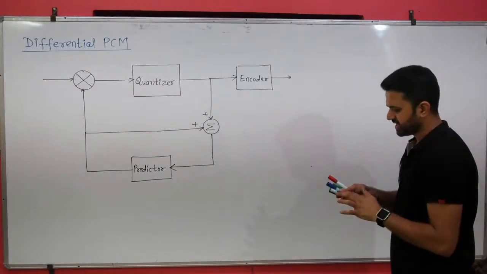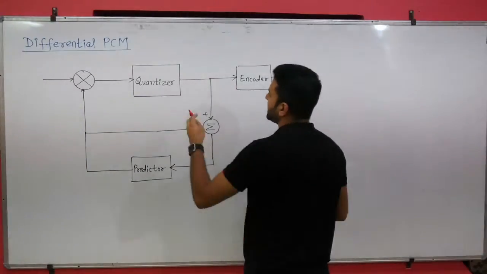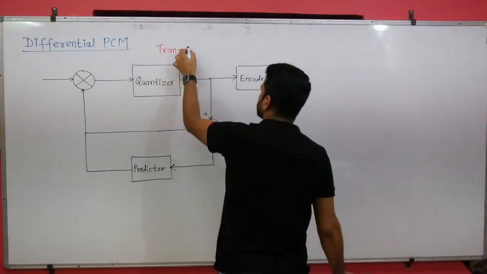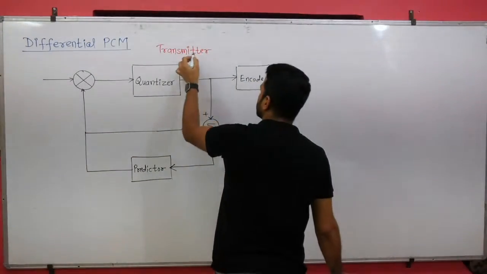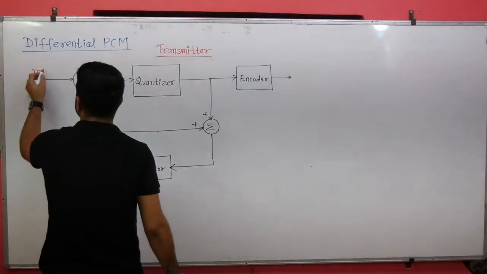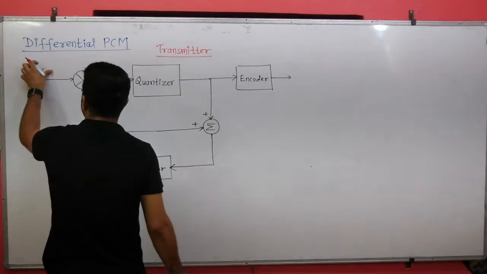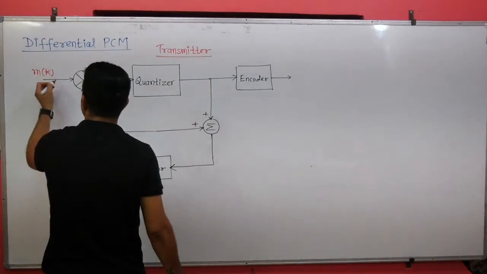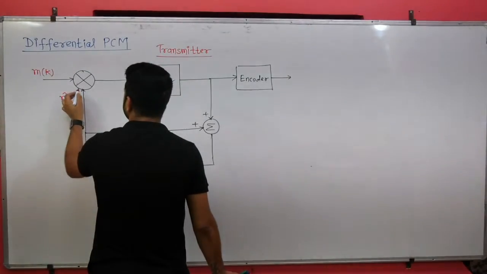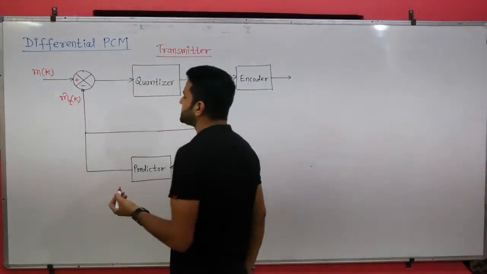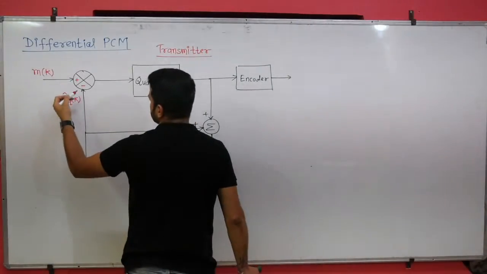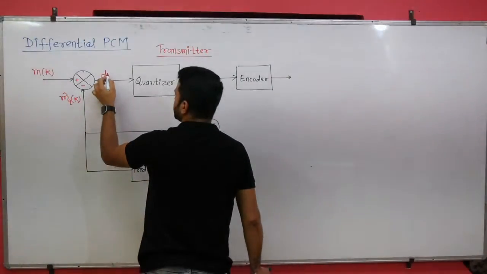So this is the block diagram of the transmitter of the differential pulse code modulation. This is the message signal MK, and this is M cap QK. So we will take the difference between these two. This is plus and this is minus, because we want to take the difference, and here it is the difference signal.